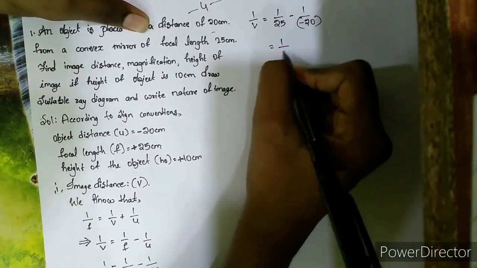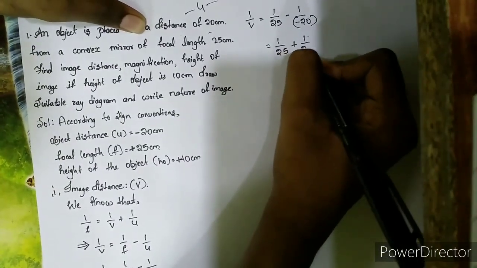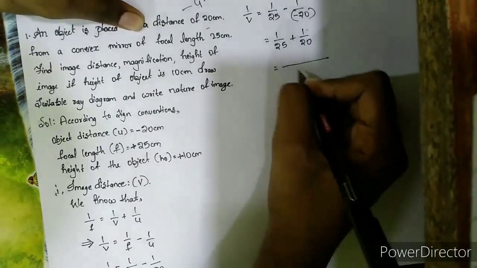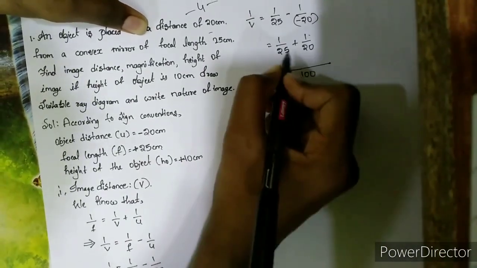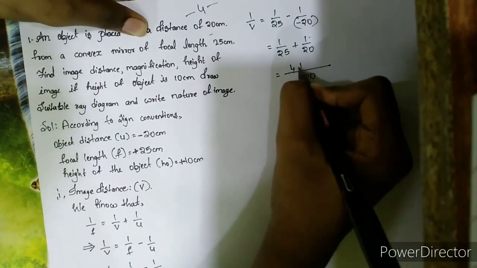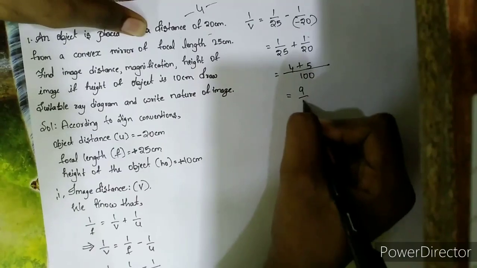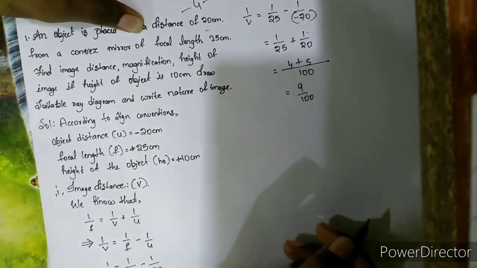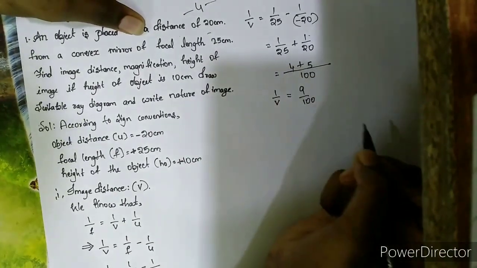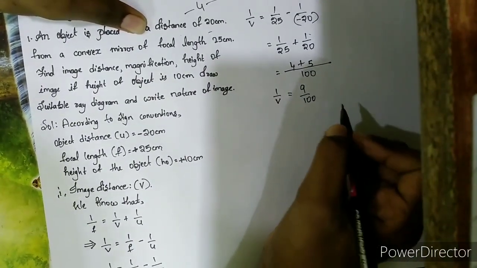Then we can write 1 by 25 plus 1 by 20, and if we take the LCM, the LCM of 25 and 20 is 100. 25 fours are 100, 4 ones are 4; 20 fives are 100, 5 ones are 5. 4 plus 5 is equal to 9 by 100. We got 9 by 100. 1 by V is equal to 9 by 100. Now we have to find out the value of V.